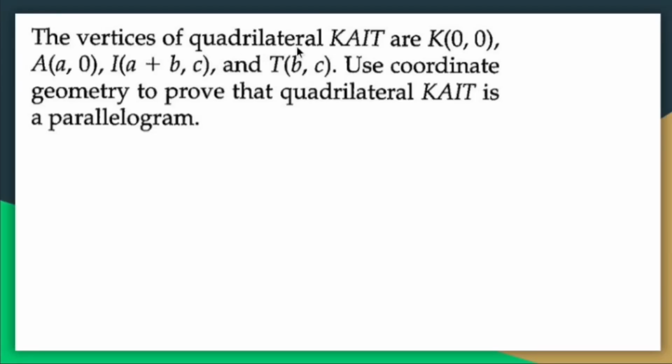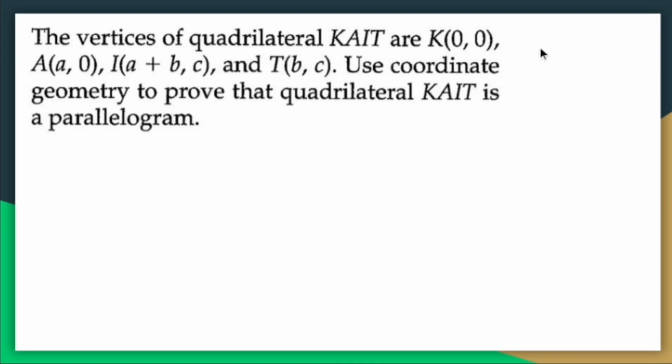The vertices of quadrilateral KAIT are K, which is 0, 0, A, which is A, 0, I, which is A plus B, C, and T, which is B, C. Use coordinate geometry to prove that quadrilateral KAIT is a parallelogram. Well, there's several ways that you could prove something is a parallelogram, but probably the easiest way to do it is to show that two pairs of opposite sides are congruent.